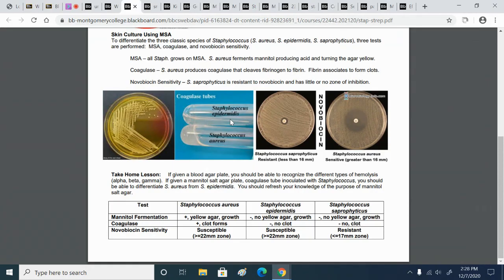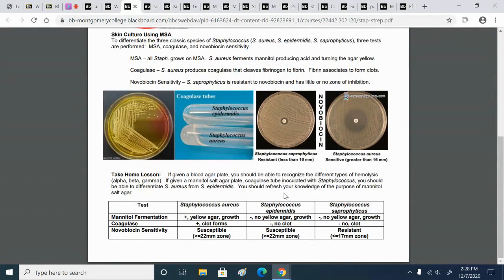For the novobiocin test, you would have spread the bacteria all over the agar plate, applied the novobiocin disc, incubated, and then observed for a zone of inhibition. A large zone of inhibition indicates the organism is susceptible. A very small or no zone indicates the organism was resistant. Staph saprophyticus is resistant to novobiocin. Now, the most common type of staph that people have on their skin is epidermidis. About 1/3 of people have aureus, and just a small percentage have saprophyticus.